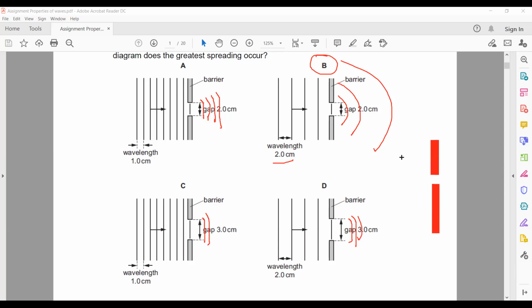The gap size is smaller and the wavelength is larger. Spreading will occur, but compared to when the wavelength is approximately equal to the gap, that is maximum.